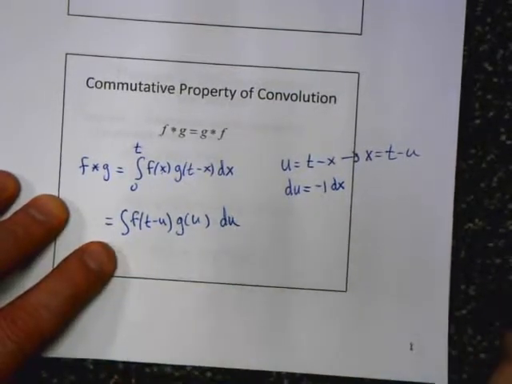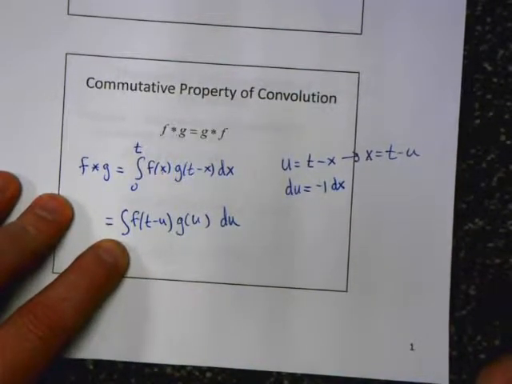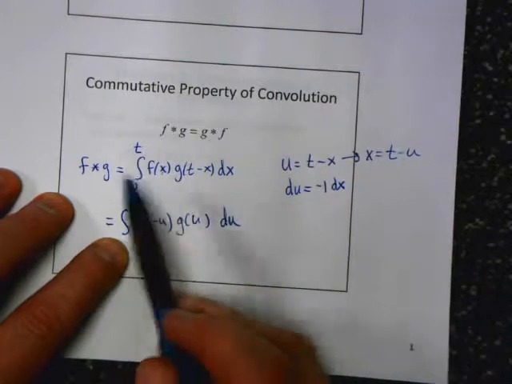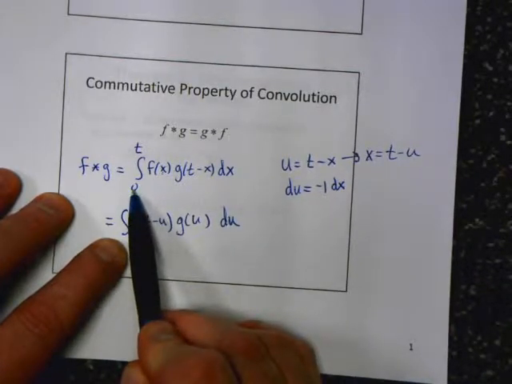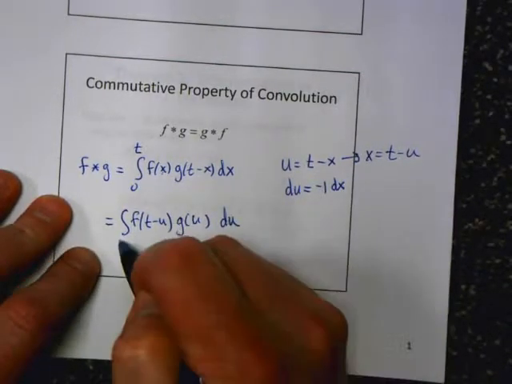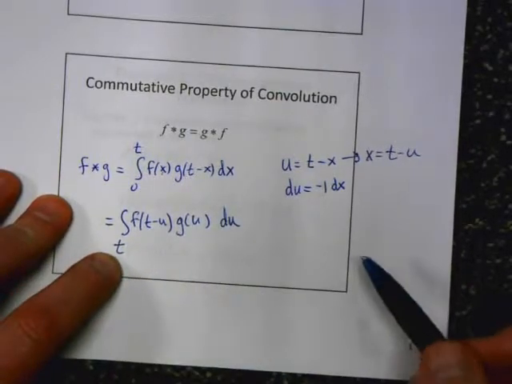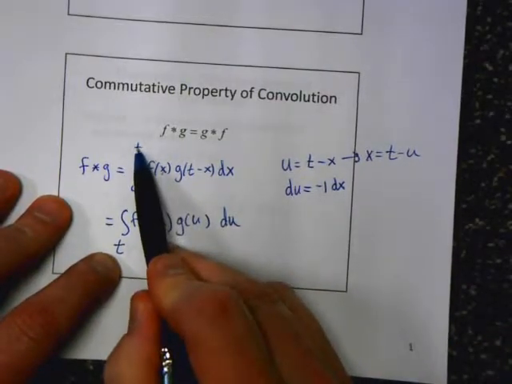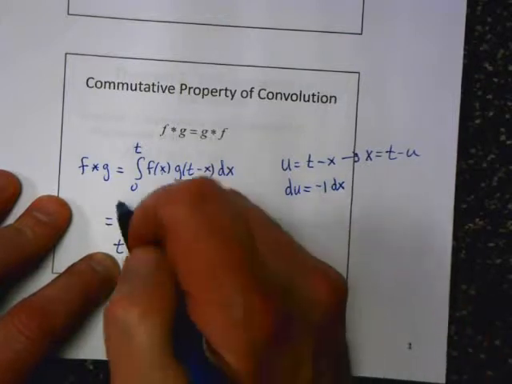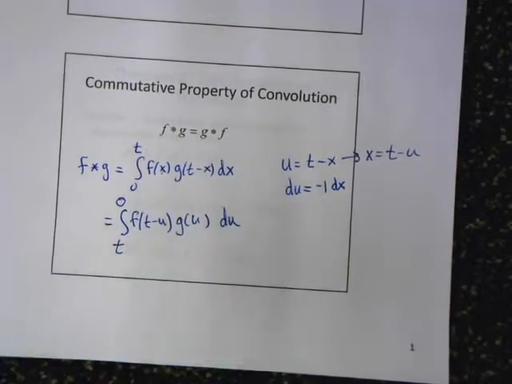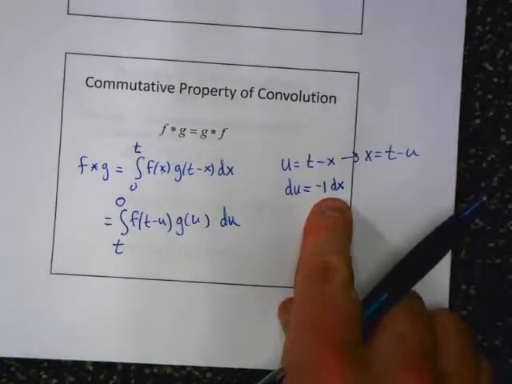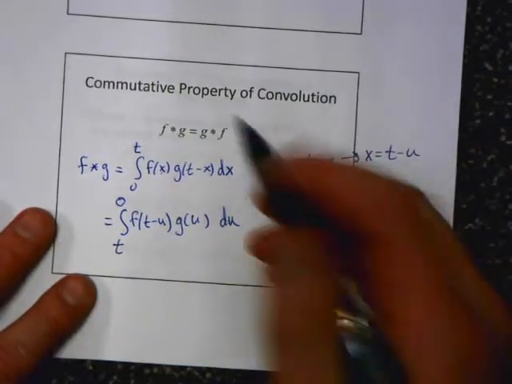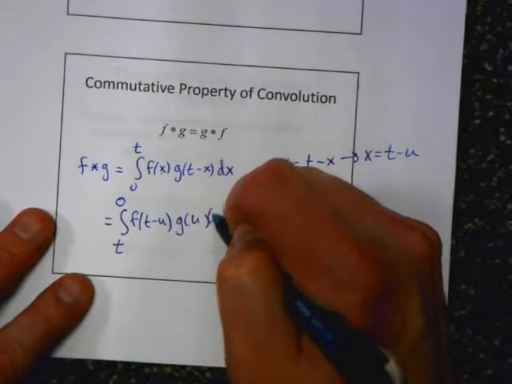What are our bounds of integration? Nope. I got to put them in terms of u. If x is 0, what's u? T. And when x is t, u is 0. And then I made one small mistake. I forgot my negative, didn't I? My du is negative dx. So I need a negative 1 right here.